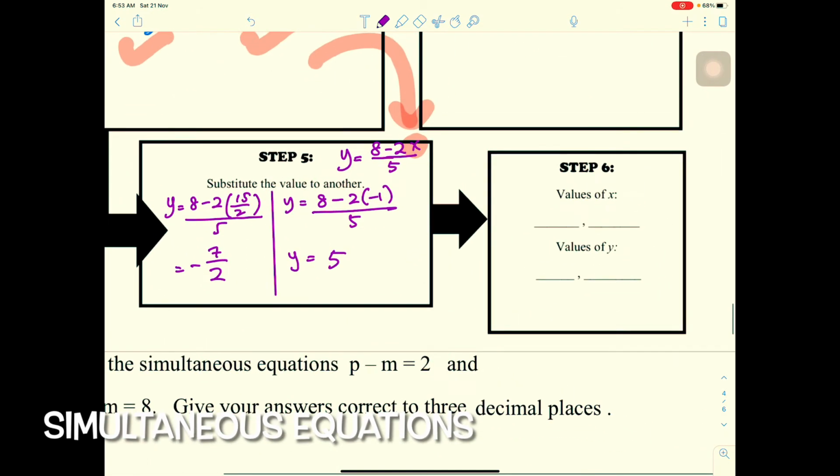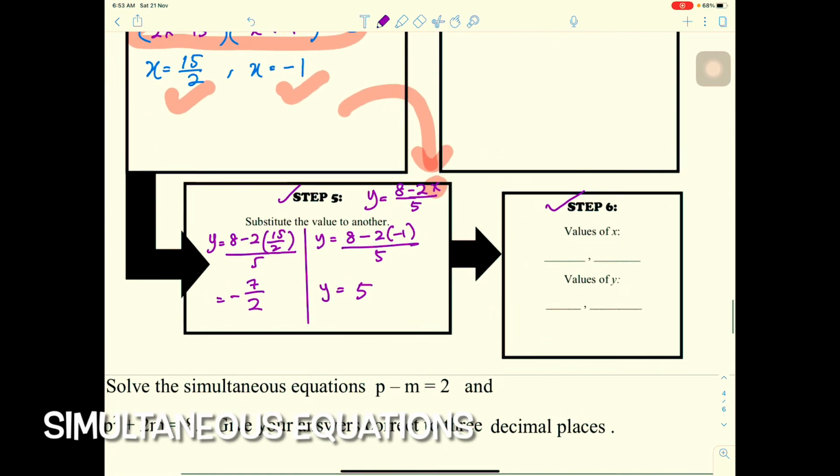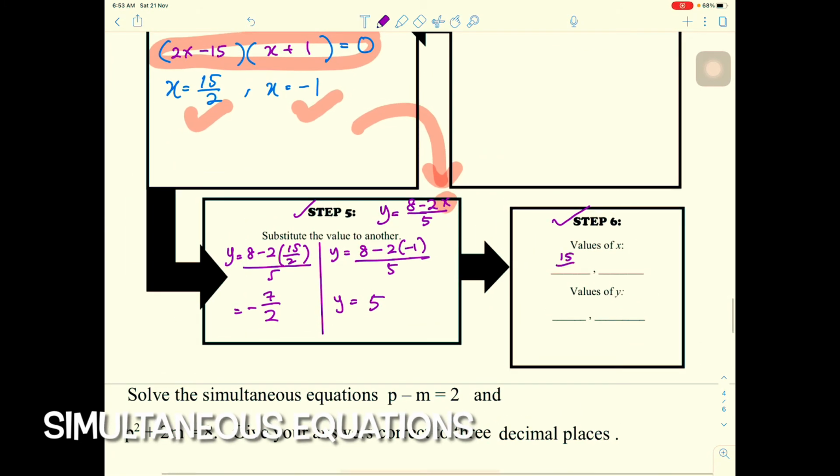Now step 6. The values of x are 15 over 2 and negative 1, and the values of y are negative 7 over 2 and 5.